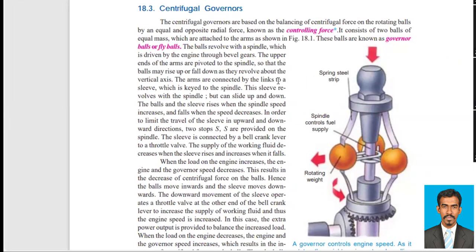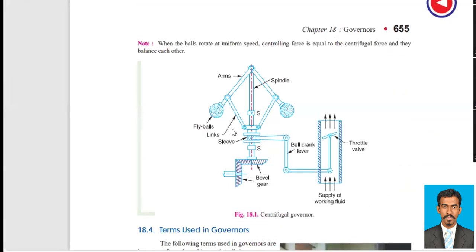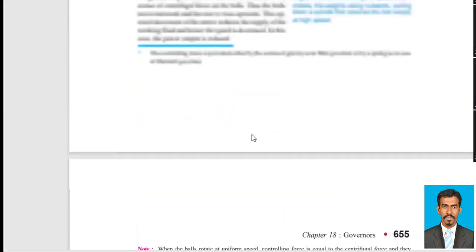The arms are connected by links to a sleeve which is keyed to the spindle. This sleeve revolves with the spindle but can slide up and down. It may move up or down based on the lift of these links. If the speed is high, the links move this way and the sleeve will move up. So this sleeve may move in this range.